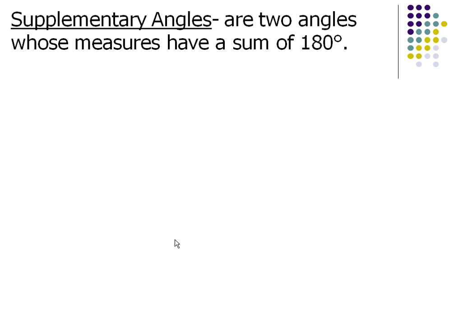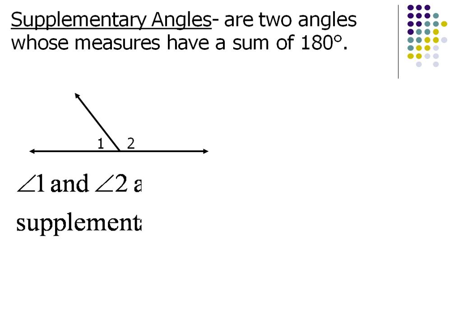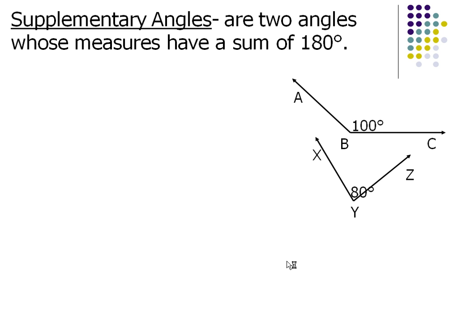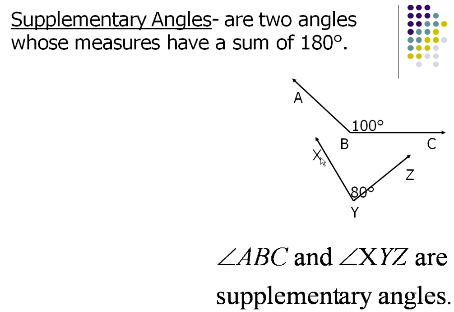Supplementary angles are two angles whose measures have a sum of 180 degrees. So you can kind of think of supplementary as twice complementary. Here, all linear pairs are supplementary. We can say angles 1 and 2 are supplementary. That's also, like I said, true for all linear pairs. They don't have to be adjacent, though. They could be right next to each other, or they could be separate. 100 degrees for ABC and 80 degrees for XYZ, supplementary angles.